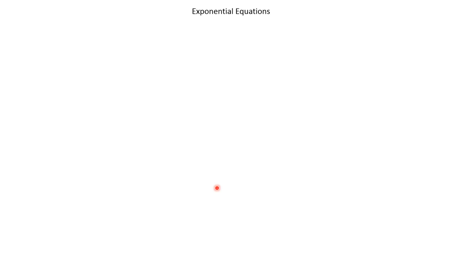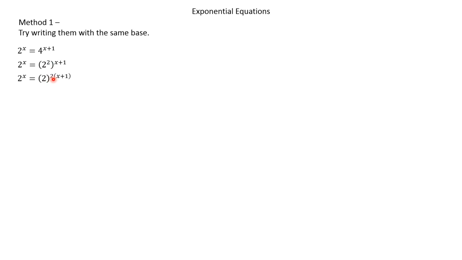We have two main methods that we're going to use. The first one is trying to write them with the same base. Now, by them, what do I mean? I mean the bases. We have 2 to the x, we have 4 to the x plus 1. 4 is 2 to a power, so we could write this as 2 to a power. Specifically, 4 is 2 squared. Now here, we have a power of a power. Sorry, a power of a power. What do we do when we have a power of a power? We multiply them. So we'll have 2 to the 2 times x plus 1, equals 2 to the x.